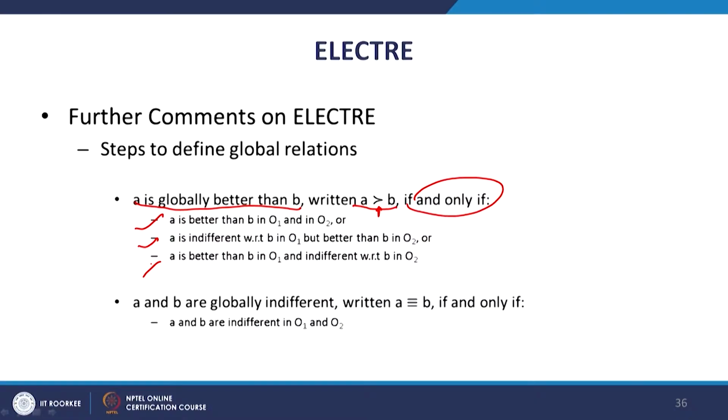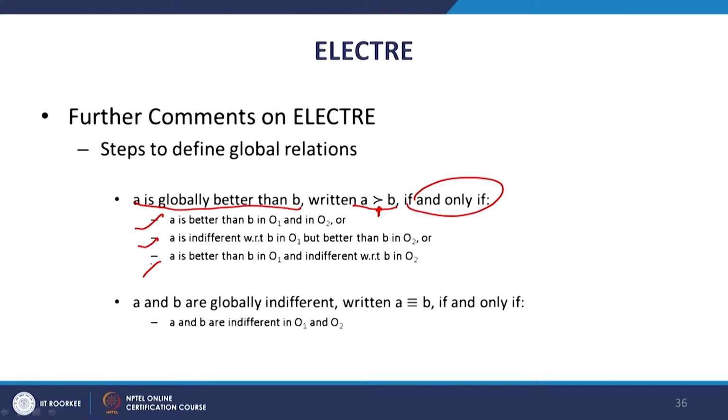If A is better than B in O1 and indifferent with respect to B in O2, that is essentially the same kind of thing. So, theoretically there are just two scenarios: A is better than B in both the pre-orders O1 and O2, or A is better than B in at least one of the pre-orders and indifferent with respect to B in the other pre-order. In that case we can deduce that A is globally better than B and write it as A greater than B. So, this is how we can define this particular global relation.